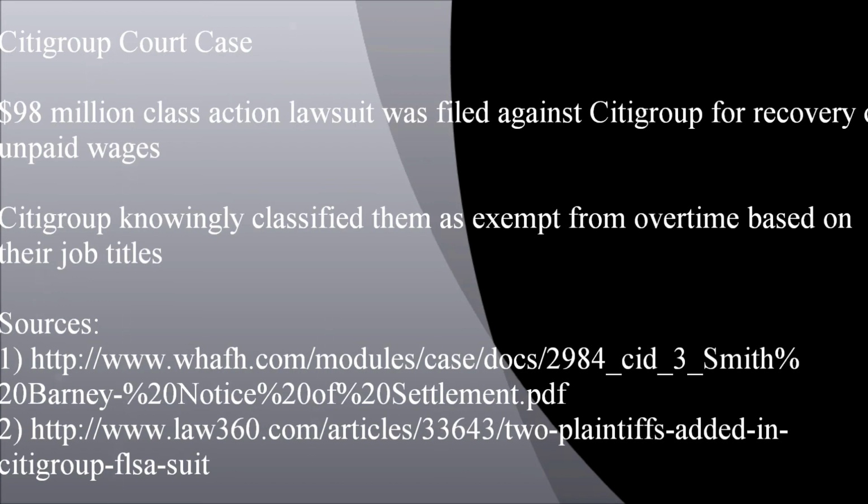Plaintiffs claimed that Citigroup knowingly classified employees as exempt from overtime based on their job titles, not their job duties. For example, one plaintiff claimed his job title changed to account manager even though he was doing the same duties as before and managed no one. This plaintiff stated that he was doing the exact duties as other non-exempt clerks.